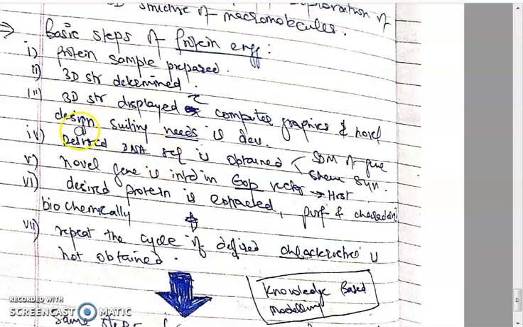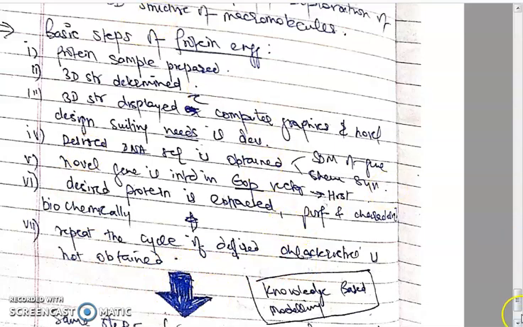Now that the change in design is made, the desired DNA sequence is obtained. There are two ways to get this designed DNA sequence. Either it is synthesized chemically, or we can go for mutation in the gene. Then the novel, that means new, gene that we obtain by either of these two techniques is introduced into the expression vector and then into the host. The desired protein is extracted, purified and characterized biochemically. Now after biochemical characterization, if the engineered protein matches our requirement, then it is okay, we will proceed. If it is not, then we will repeat the cycle.